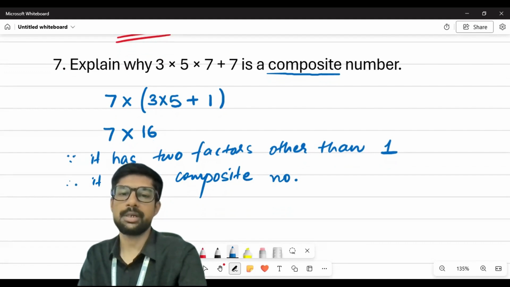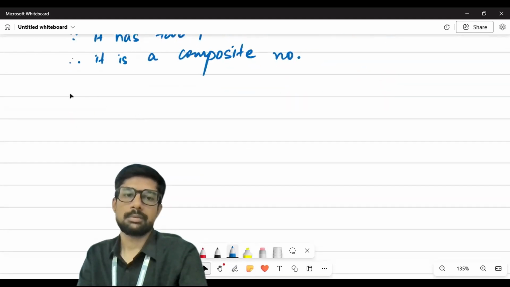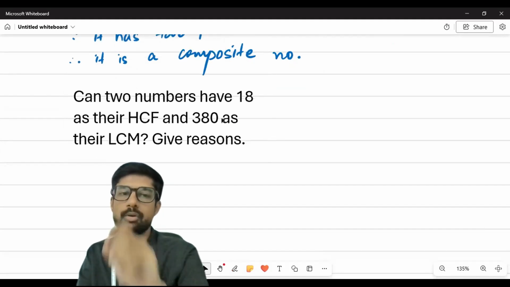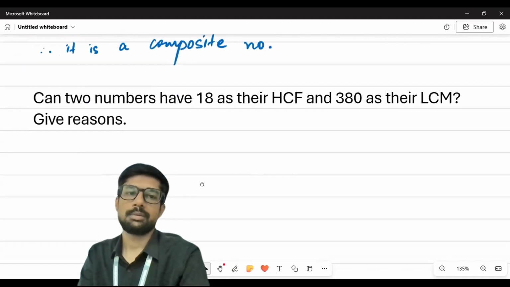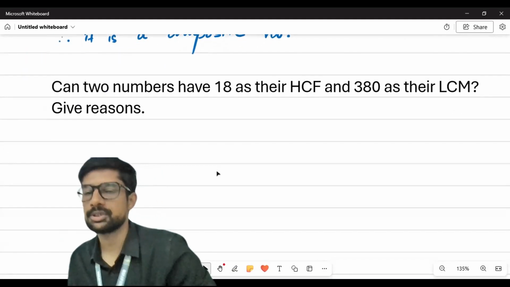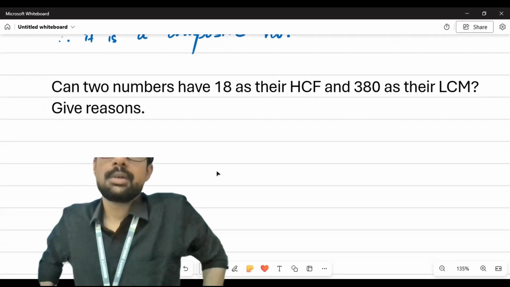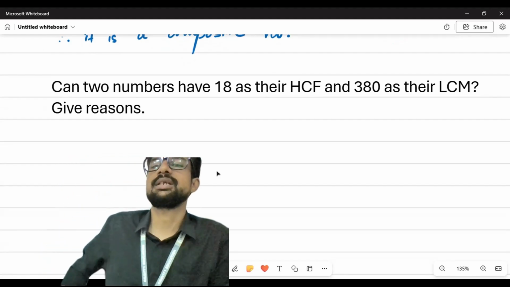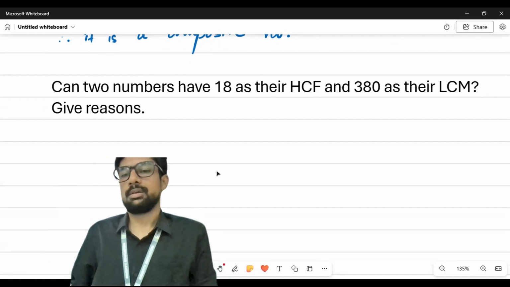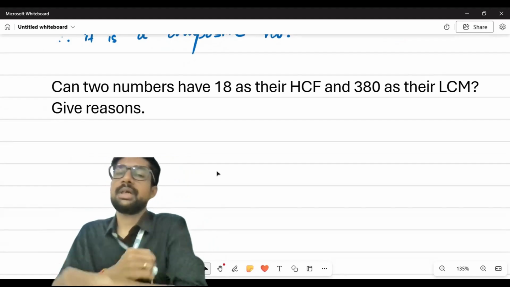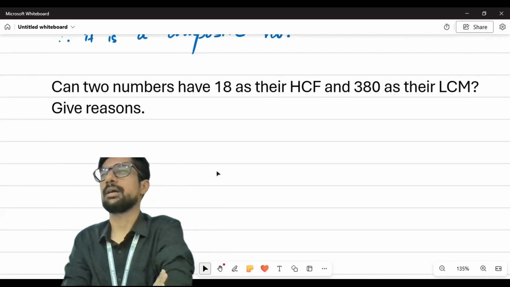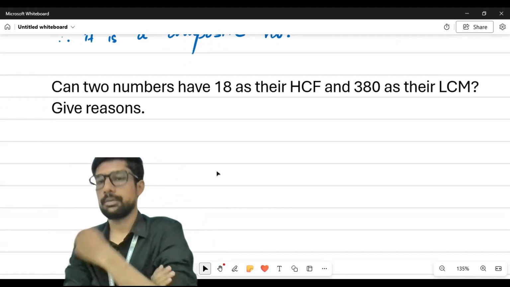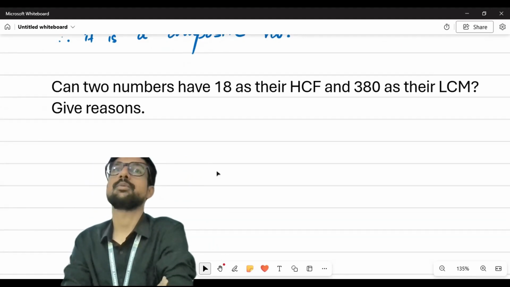Question 8 is also of our interest. This has already came up in school exams earlier. Or numbers can change, obviously. The pattern would be this. Can 2 numbers have 18 as their HCF and 380 as their LCM? क्या कोई 2 नंबर हो सकते हैं जिनका HCF 18 हो और LCM 380 हो जाए? हाउ टू चेक? कैसे पता करेंगे? 18 HCF हो और 380 LCM.